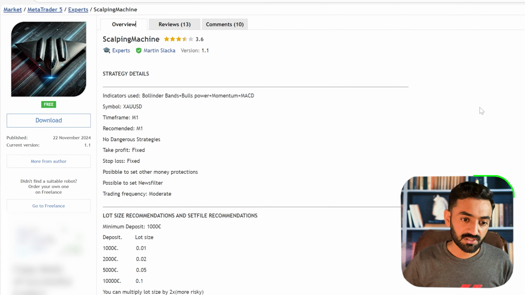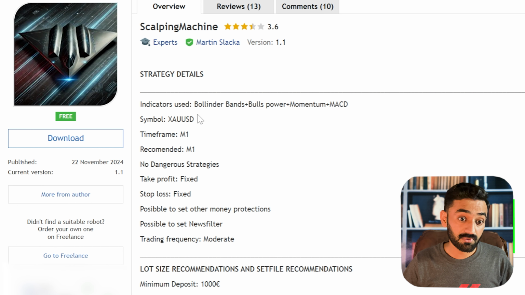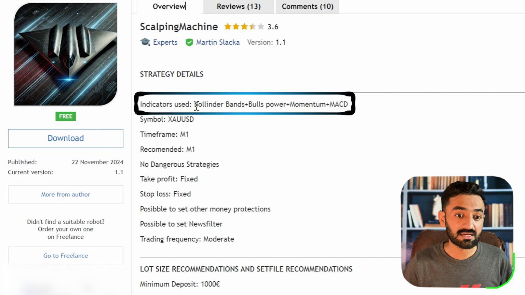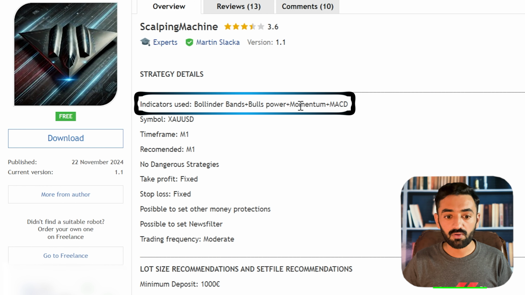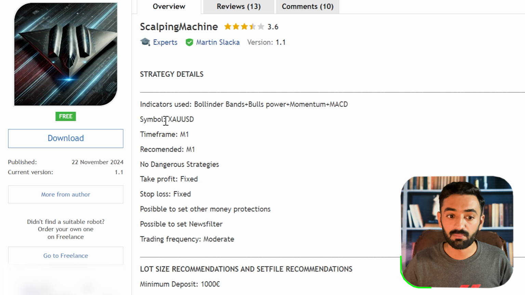When I see its description, here you can see the developer clearly mentioned a few things, that it is based on Bollinger Bands, Bulls Power, Momentum, and MACD. The recommended symbol is gold on the 1 minute time frame, and there are no dangerous strategies, with fixed stop loss and fixed take profit, and this is a very good thing. That's why I decided to do backtest and in-depth optimization of this bot.